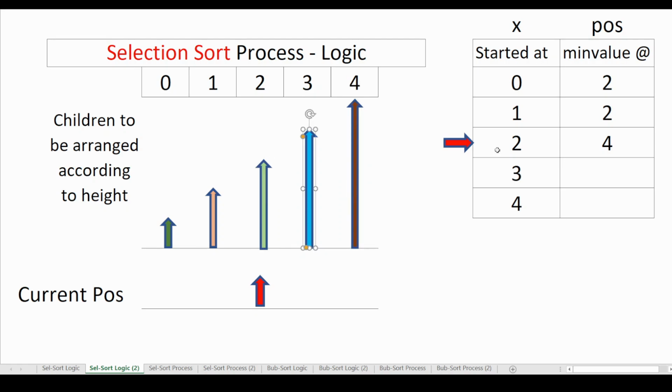Now I go and stand beside number 3, and starting from 3, where is the shortest child? It is on 3. I don't need to do anything, because this is the shortest child. I don't need to go to position number 4 and do any search. So you can see that by the end of this process, all the children are now arranged according to their heights.